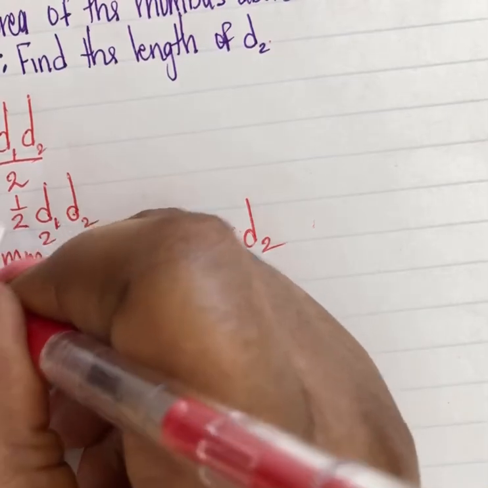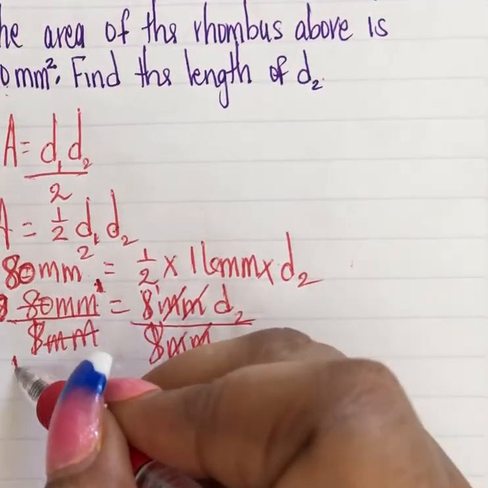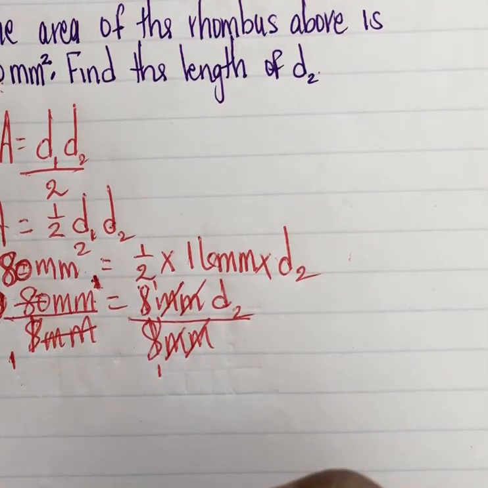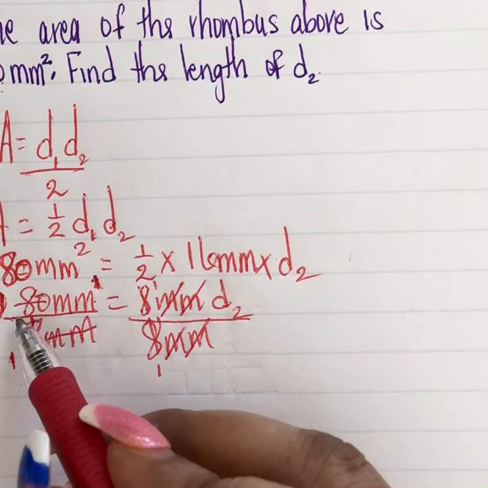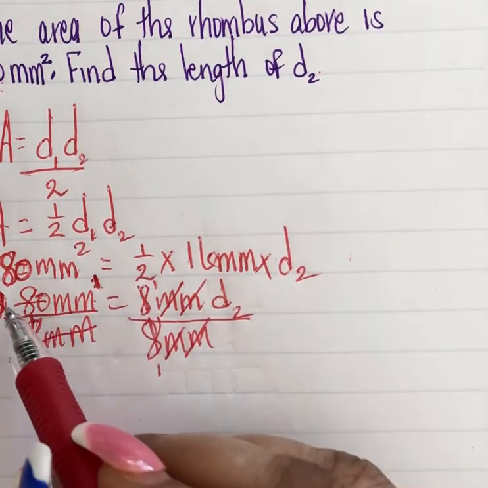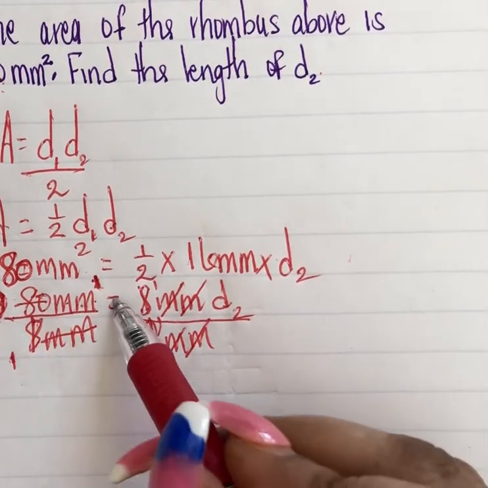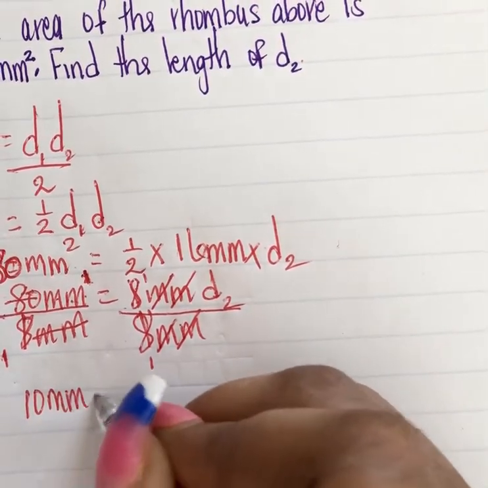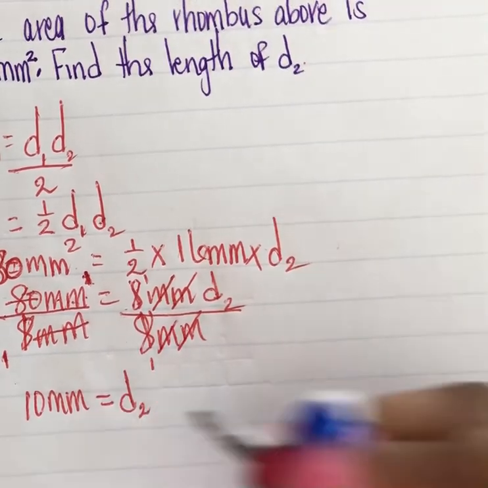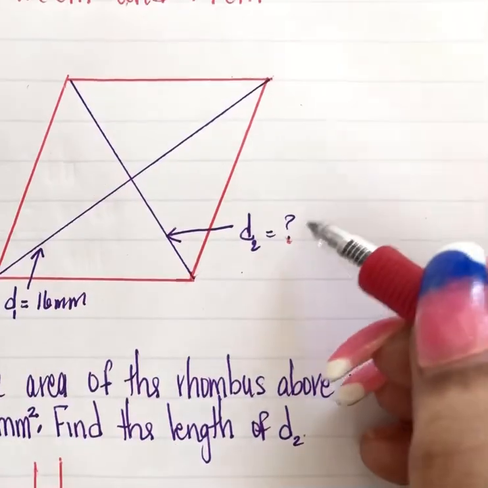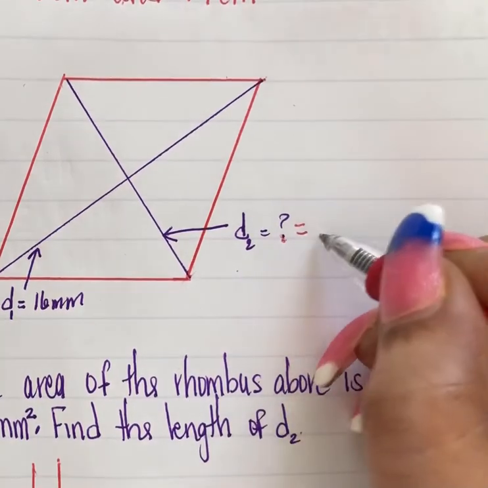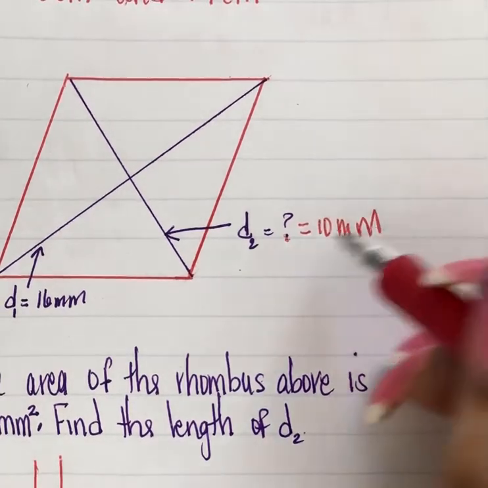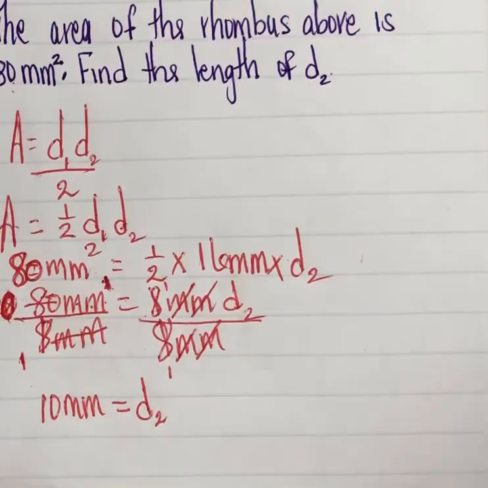Right? 8 into itself is 1. 8 into 80 exactly 10 times. Alright? So 10 mm is equal to D2. 10 mm is equal to D2. So my diagonal 2 up here, I now found a value. So this diagonal is 10 mm.